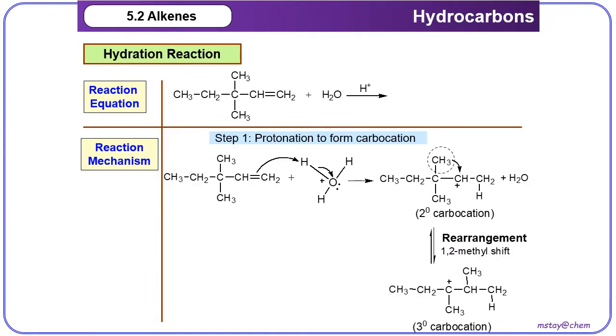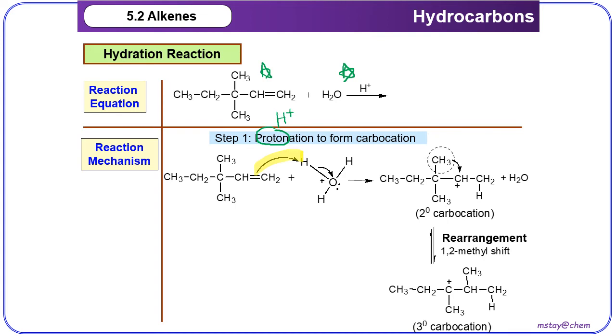Okay, now we look at the mechanism for another reaction, which is the reaction between alkene and acidified water. In step 1, basically we call it protonation to form a carbocation ion. The first arrow still comes from the double bond and attacks the hydrogen of the H3O plus. Why are we showing H3O plus here?